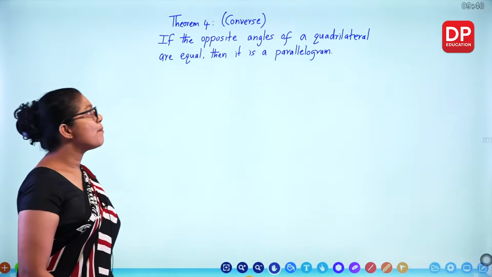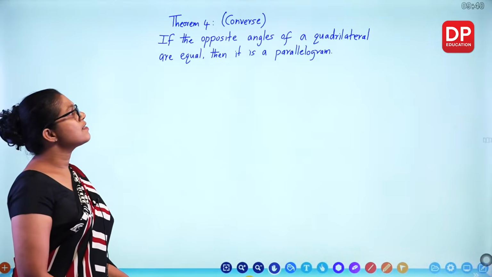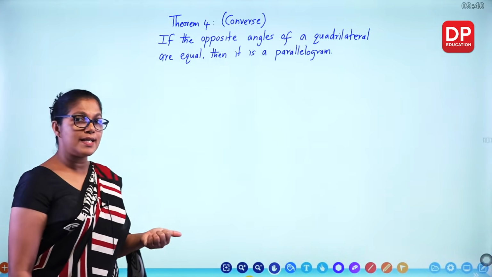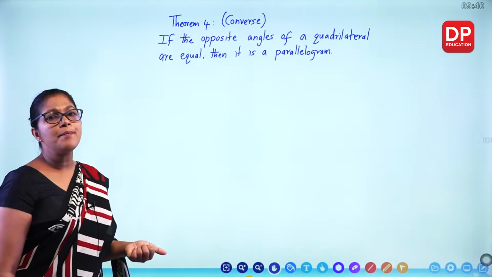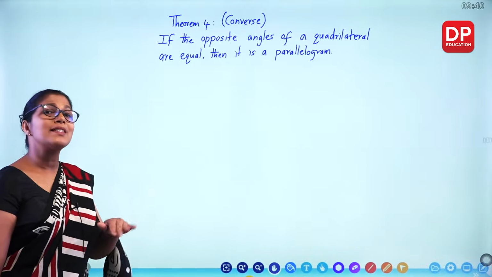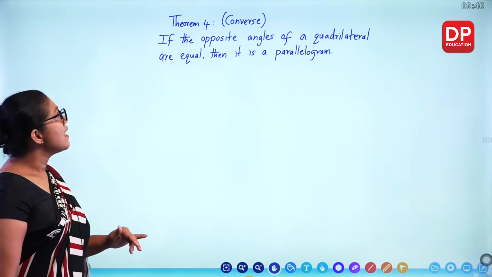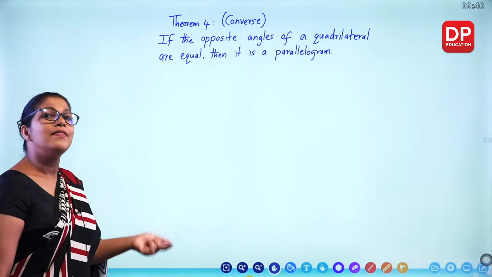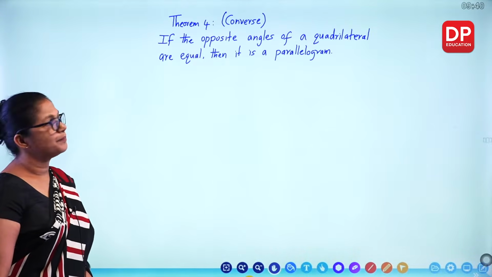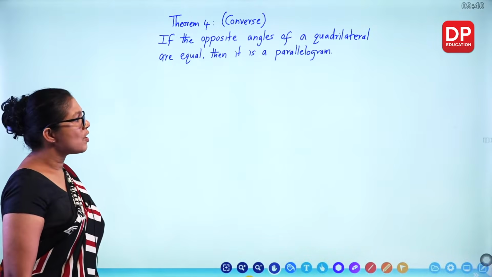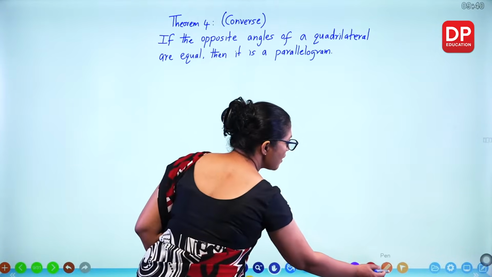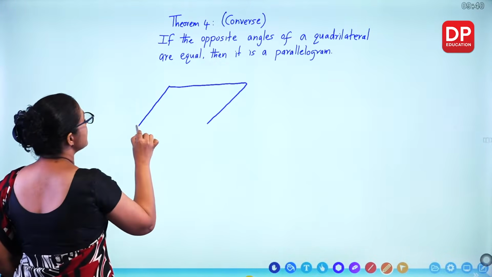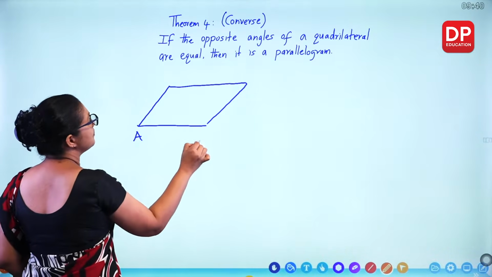Now we'll look at theorem number 4. That's also a converse from theorem number 1. In theorem number 1 it says, if it's a parallelogram, opposite angles are equal. So what's the converse of that? If the opposite angles of a quadrilateral are equal, then it is a parallelogram. Now we'll try to prove this also. What do you know about this? This is a quadrilateral. So I can take any quadrilateral as ABCD.